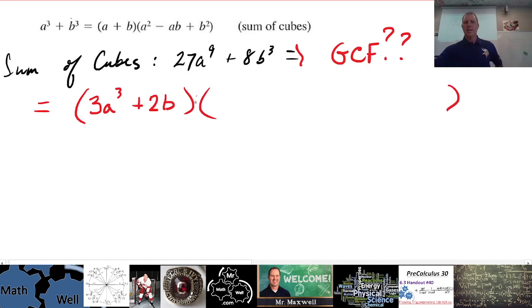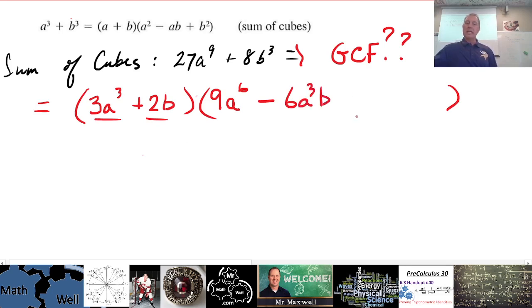Awesome. The next one, let's square 3a cubed. So that's going to be 9a to the what? That's right. When you square, so a cubed squared, you multiply those two. So 9a to the 6. This is a plus, so this should be a minus. You multiply these two terms, you get 6a cubed b. And then plus the square of this last term is 4b squared.